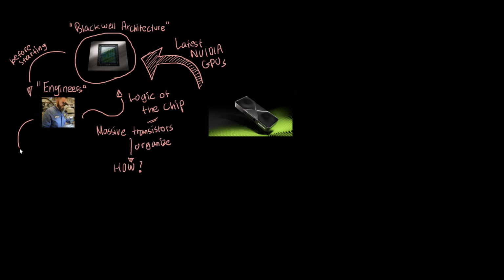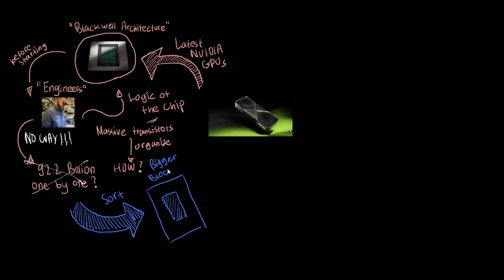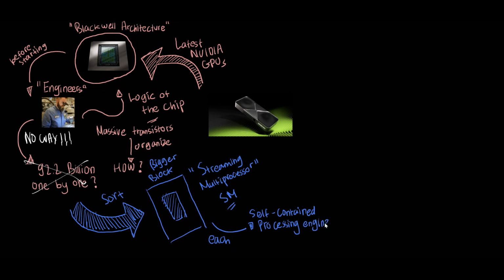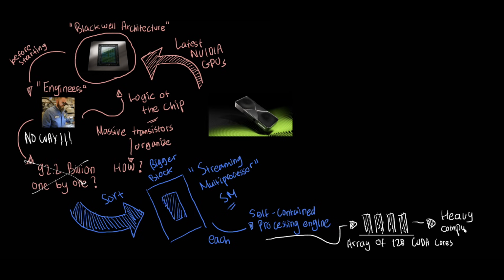The latest NVIDIA GPUs use the Blackwell architecture, and before the factories can start their work, the engineers must first lay out the logic of the chip by deciding how to organize the massive sea of transistors. When engineers sit down to design a chip of this magnitude, they cannot possibly place 92 billion transistors one by one. Instead, they group these tiny switches into larger functional blocks, the most important of which is called the Streaming Multiprocessor, or simply the SM. You can think of each SM as a self-contained processing engine that holds a tightly packed array of 128 CUDA cores to handle the heavy computational lifting.